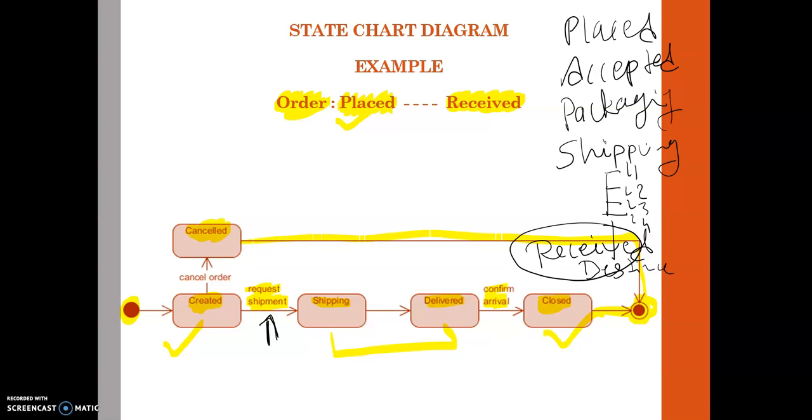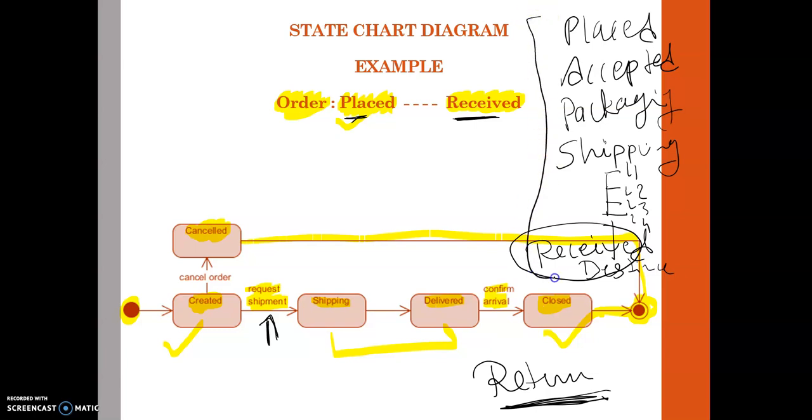Now it is possible that after receiving the product, you can draw it again. Suppose after a few days you think that the product is not correct, so in that case return. So it will have another state chart diagram, but our main focus for this is place the order and receive the order. That's it. So through this state chart diagram, you can easily come to know how many different substates are possible for this particular process.